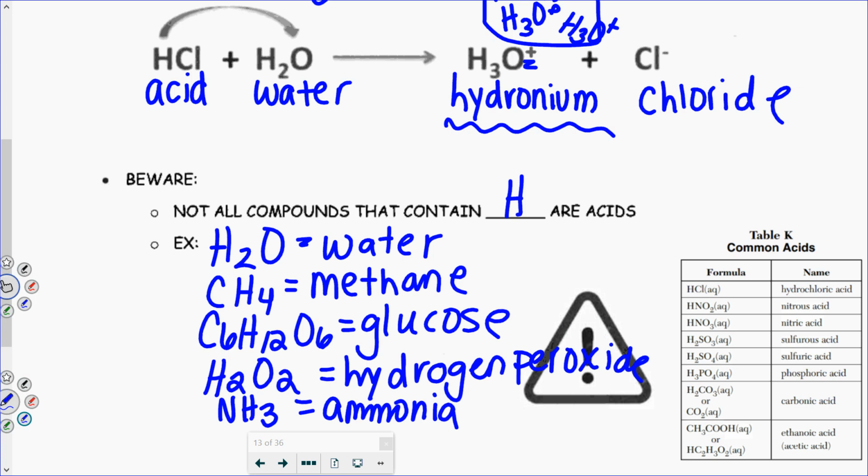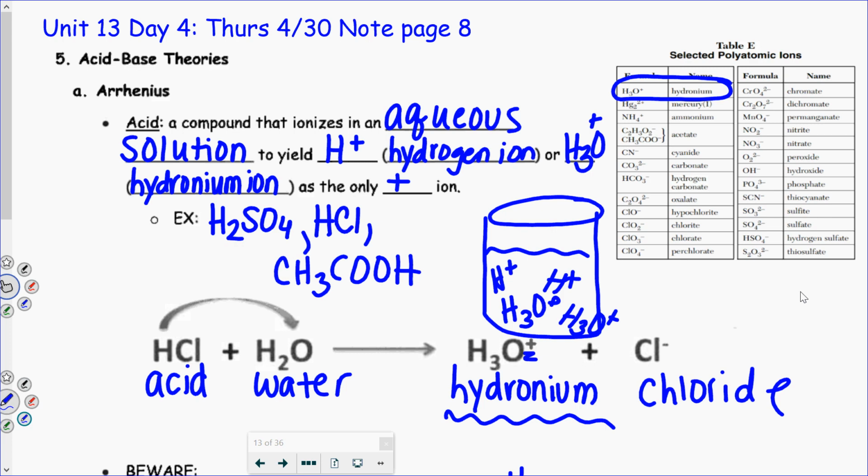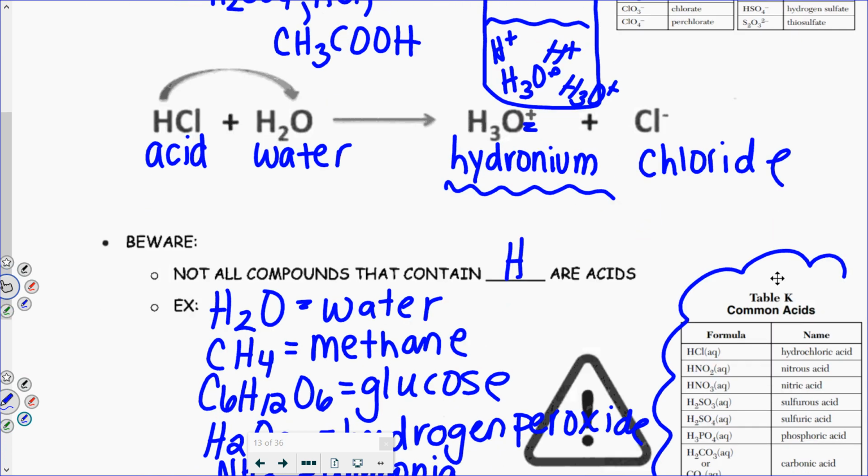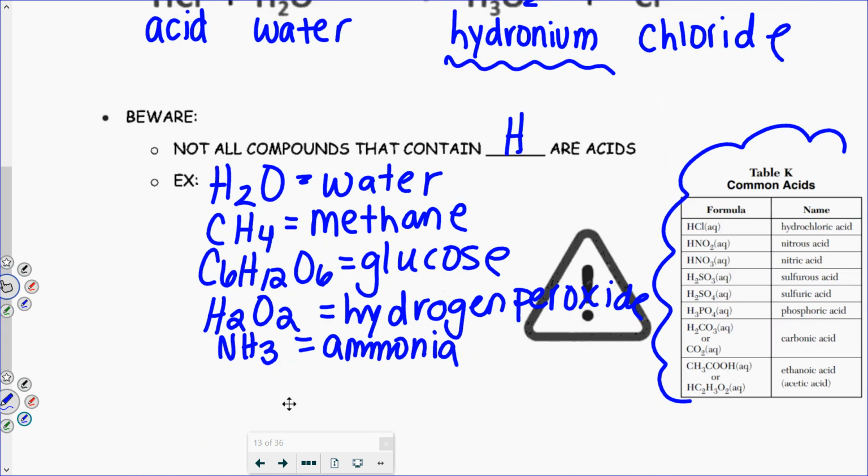This is my hint to you. When in doubt, check table K. If you're given a problem and it asks which of these is an Arrhenius acid, find the one that's on table K. They're always going to give you something that's on there. Just remember the definition of an Arrhenius acid is a compound that when you put it into water produces either hydrogen or hydronium, and if you don't remember what hydronium is, it's right here, as the only positive ion in solution. And always check table K to figure out what the acid is.